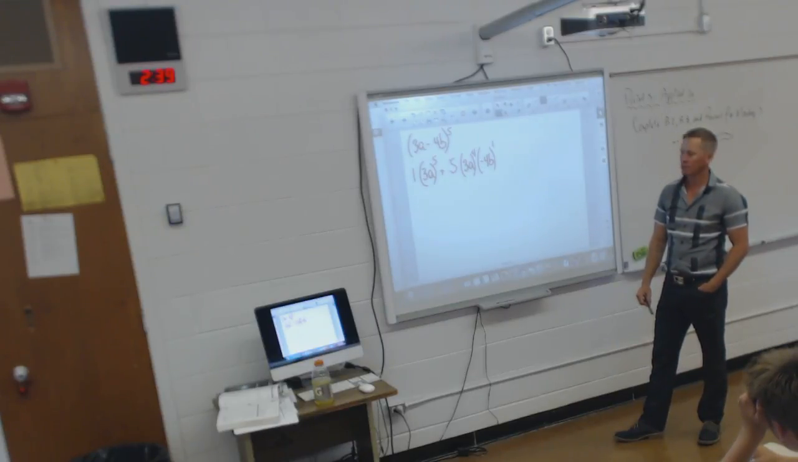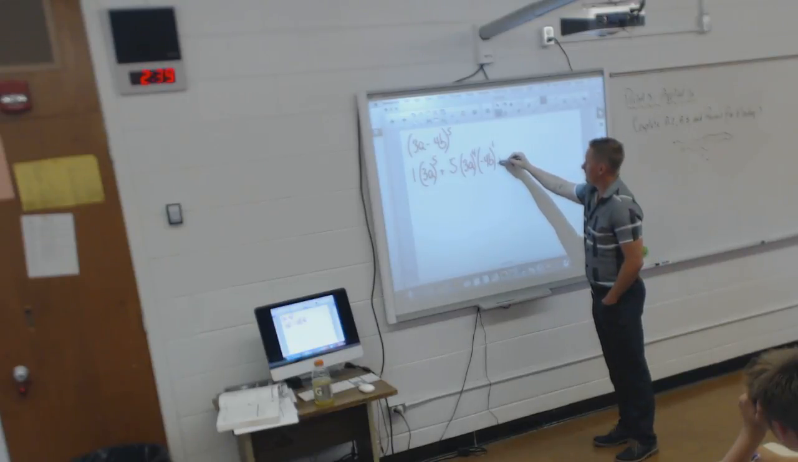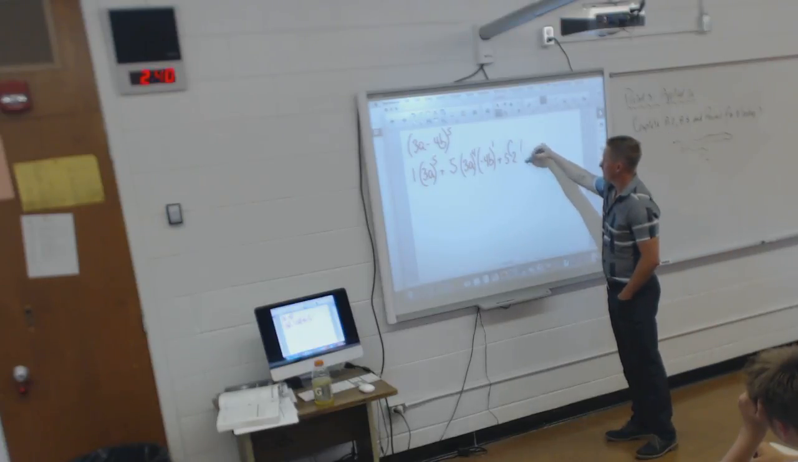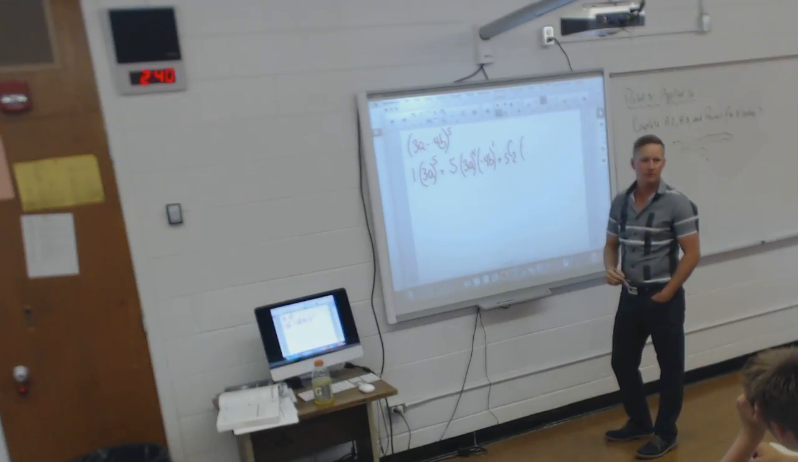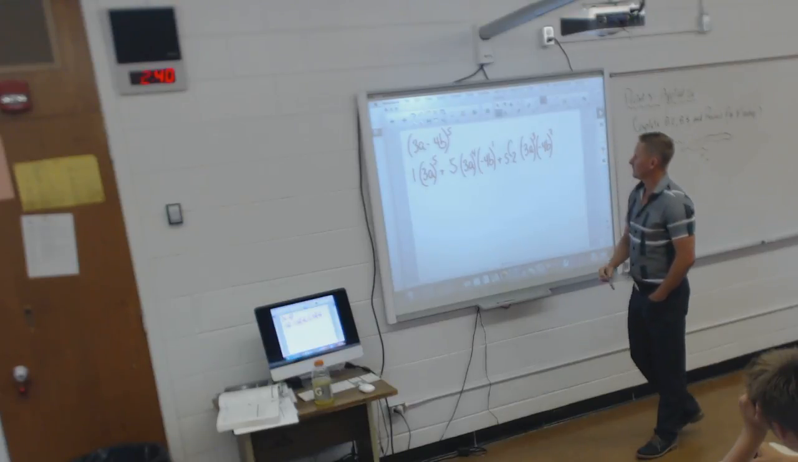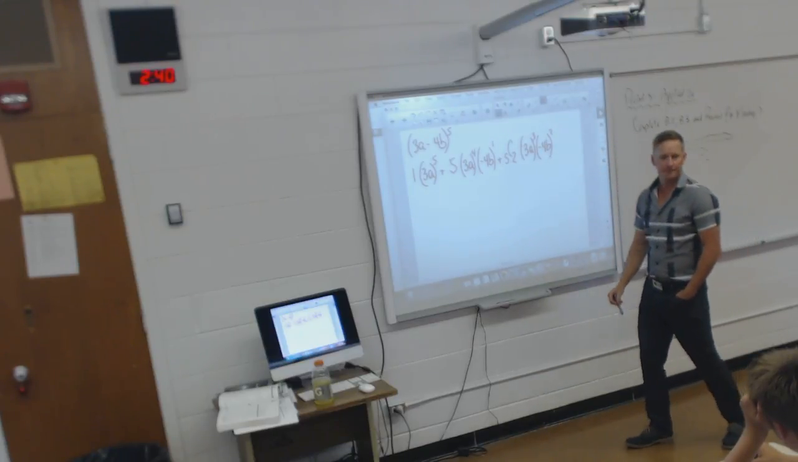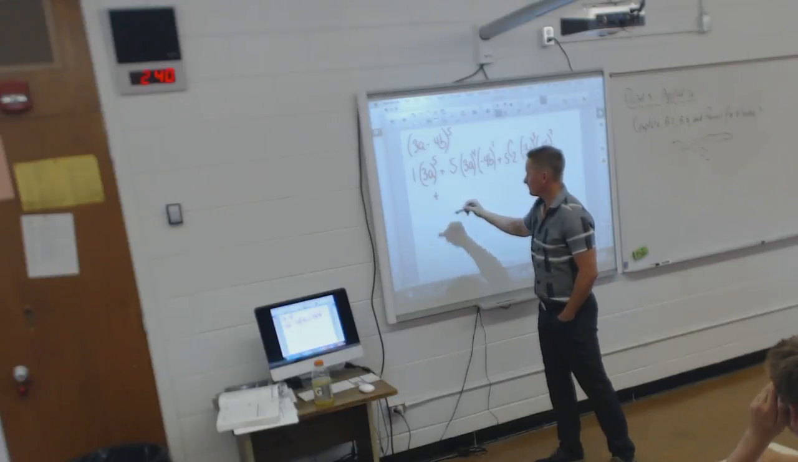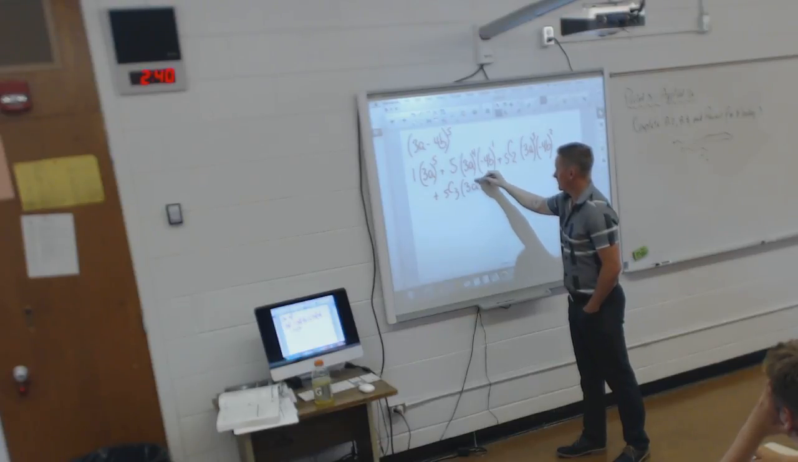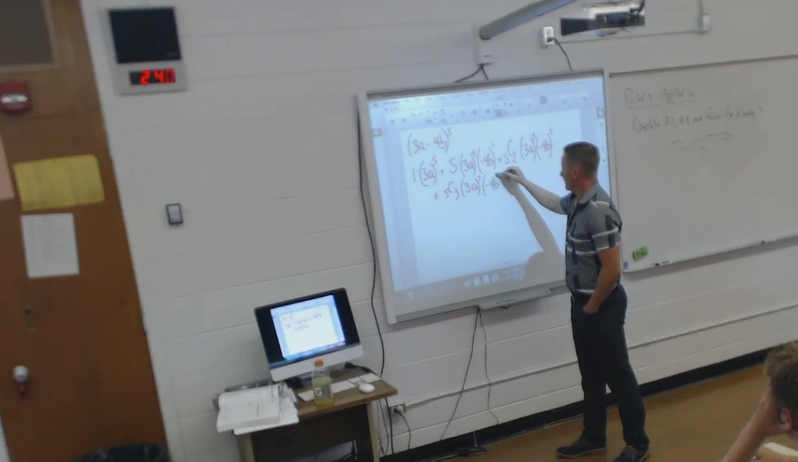How are we doing? What's the next term? 5c2, agreed? 0, 1, 2. And then what is it? 3a cubed, negative 4b squared. Good? Okay so far? Then 5c3, 3a squared, negative 4b cubed.